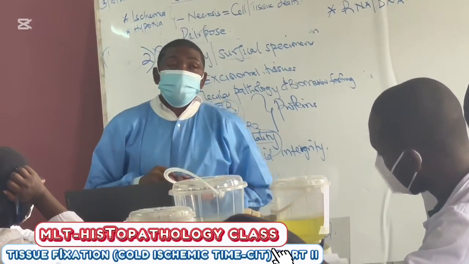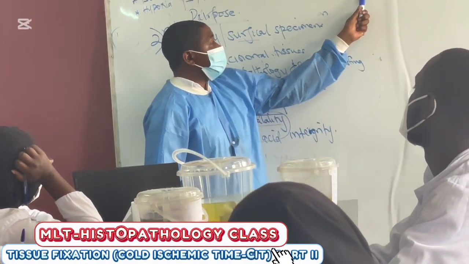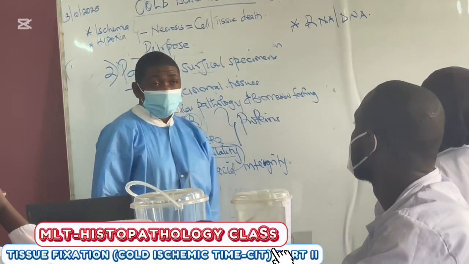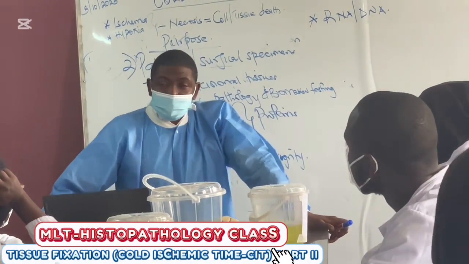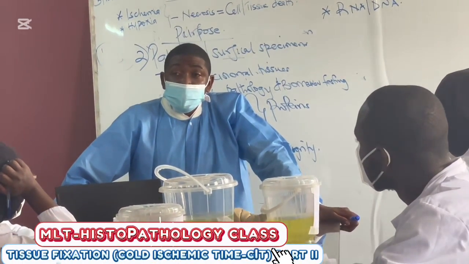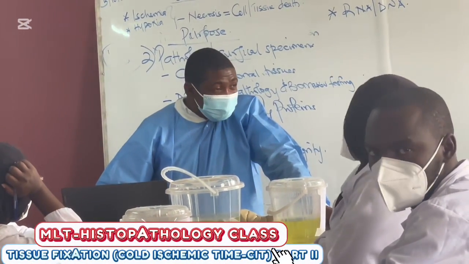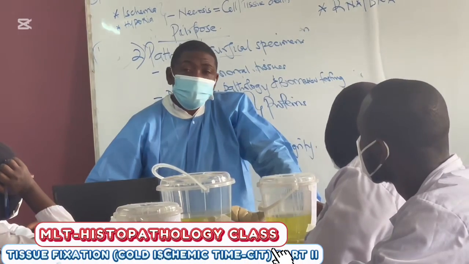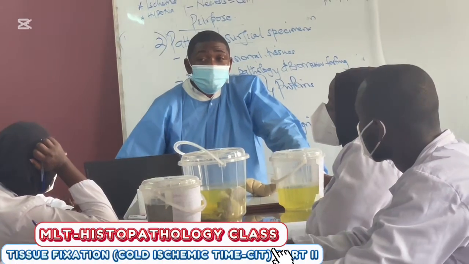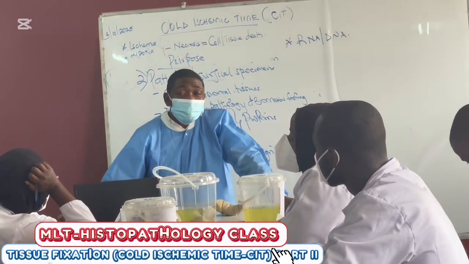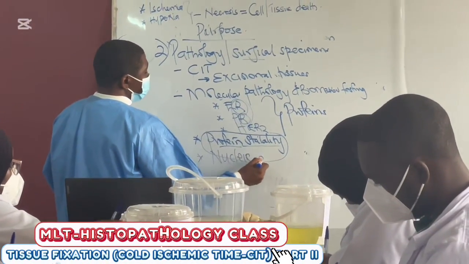Number two, nucleic acid integrity, the DNA and RNA. Molecular tests like PCR and fluorescence in situ hybridization depend on high quality DNA and RNA. So prolonged CIT allows enzymes like RNases and DNases to degrade nucleic acids, and especially RNA, which is unstable. This leads to poor results for gene expression profiling, e.g. multigene assays in breast cancer.